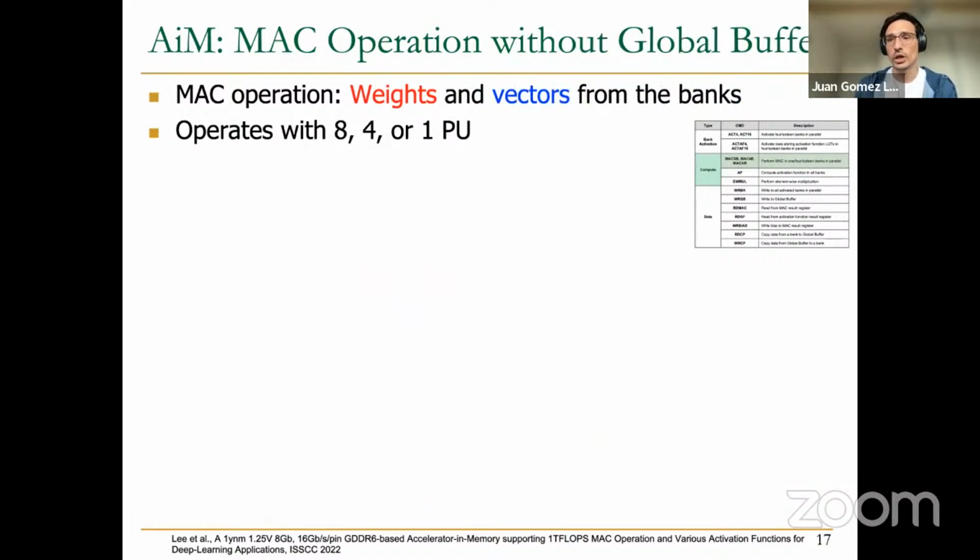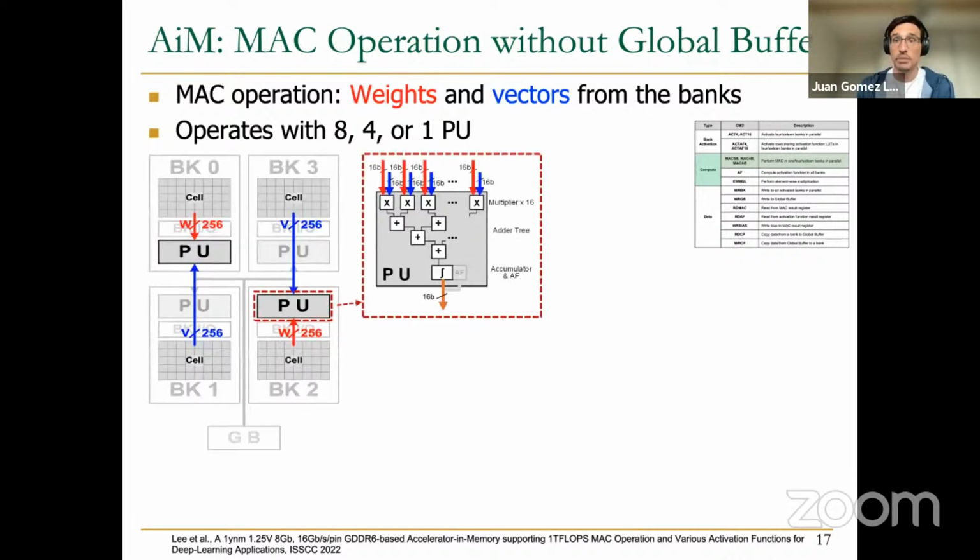And the other alternative for the MAC operation is the operation without the global buffer. And in this case, both the weights and the vectors come from the banks. And because both come from the banks, we cannot make use of the 16 processing units at the same time. It's only possible to use up to 8 processing units, because as you can see here on this figure, the processing unit receives data from the 2 nearby banks.